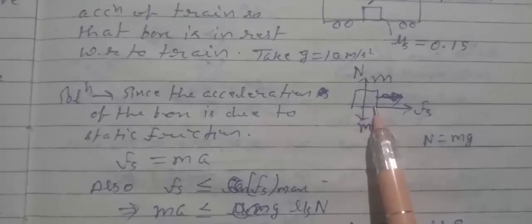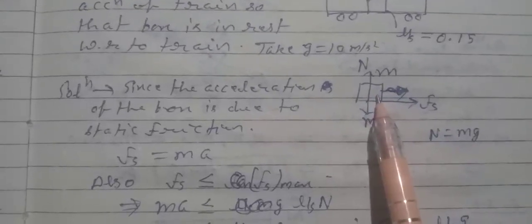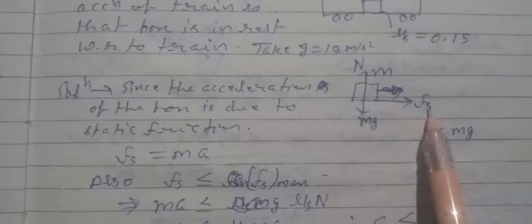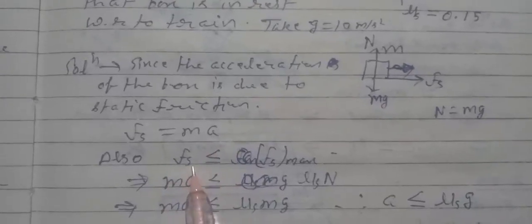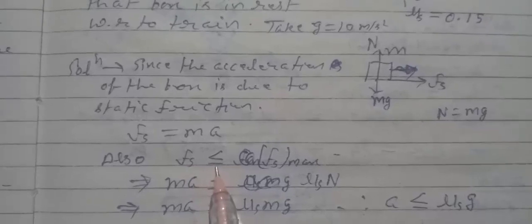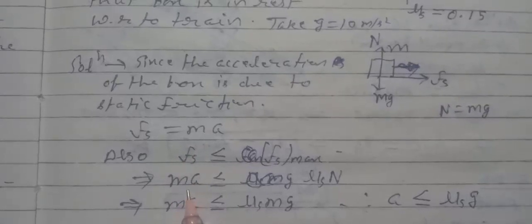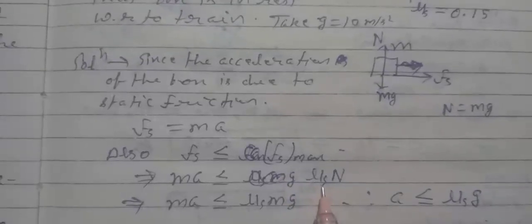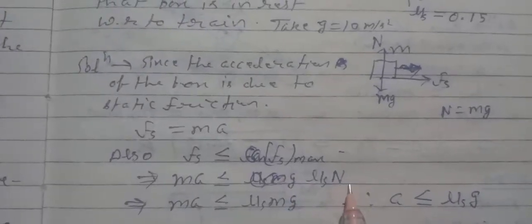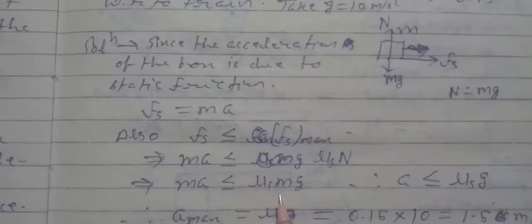Now with respect to the ground, since the body is moving with acceleration a, there must be a force, and that force is the static frictional force. So we can write Fs equals ma, and we also know that static friction force is less than or equal to Fs max, which is mu s into N, and we know that the value of N is mg. So putting this value, we have ma less than or equal to mu s into mg.